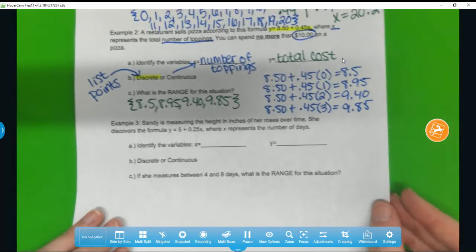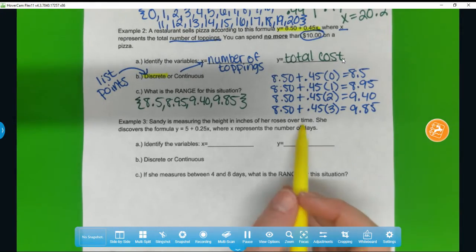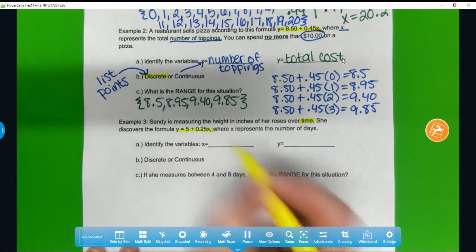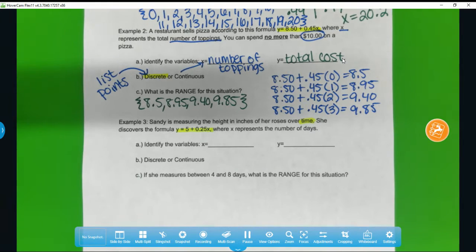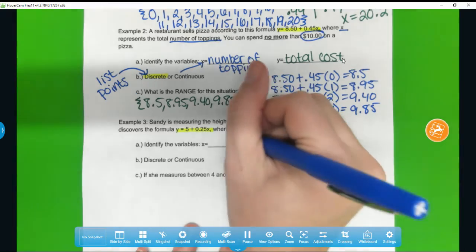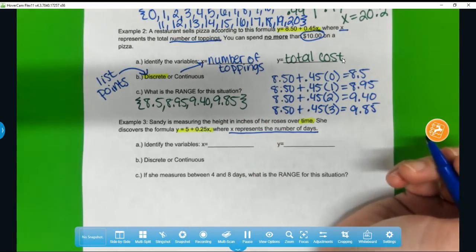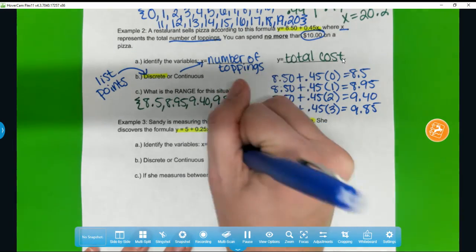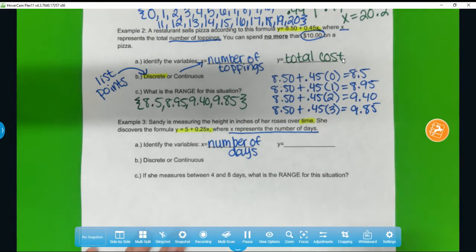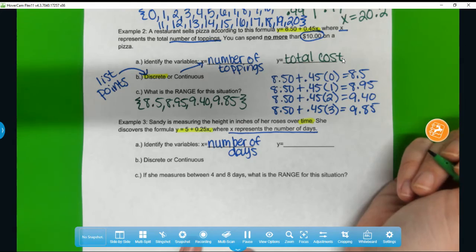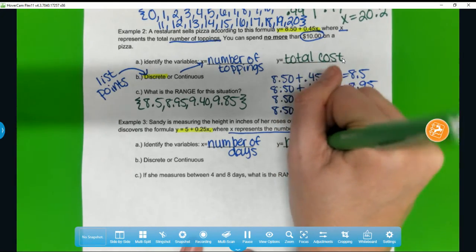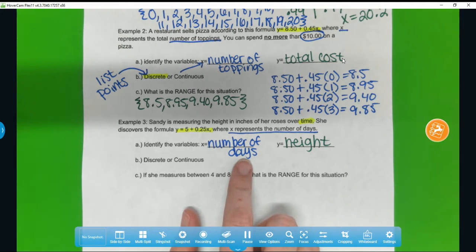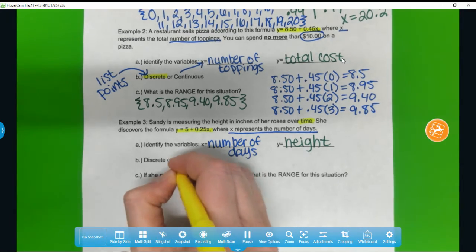Okay, the last example. Sandy is measuring the height in inches of her roses over time. Time is key. She discovers the formula y equals 5 plus 0.25x, where x represents the number of days. So we know x is the number of days, and y is going to be our height. Okay, so days is a period of time. So remember, that means it's going to be continuous.